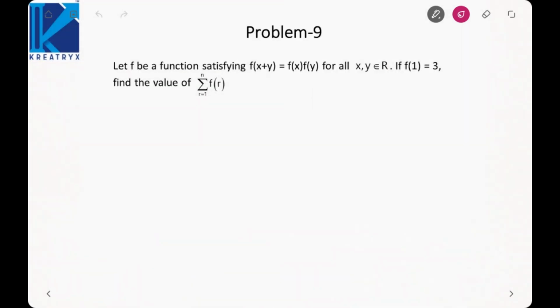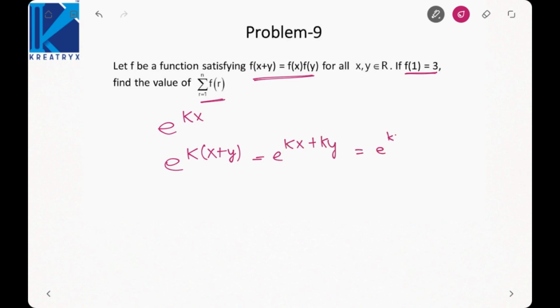In the next problem, it is saying let f be a function satisfying this condition. Now I have been given the value of f of 1. We need to find this expression. Now as you know, if you have a function exponential kx, then exponential of k times x plus y will be equal to exponential of kx plus ky. That is exponential of kx times exponential of ky, that is equal to f of x times f of y.